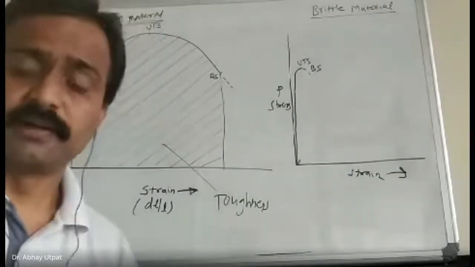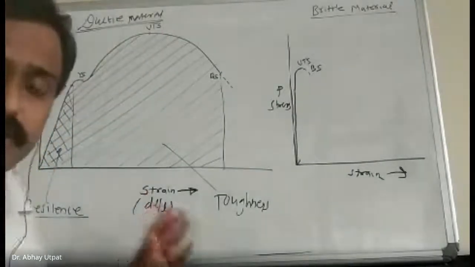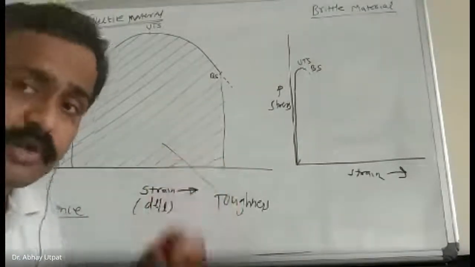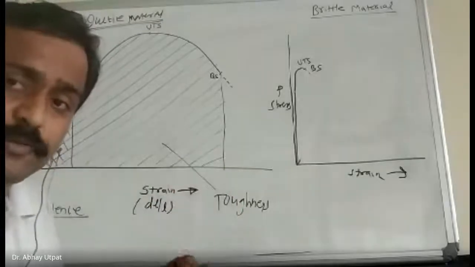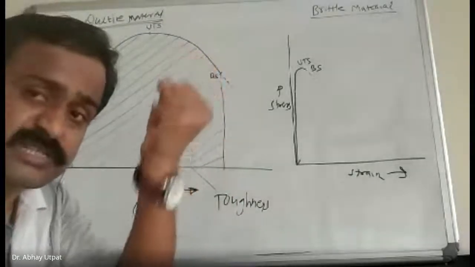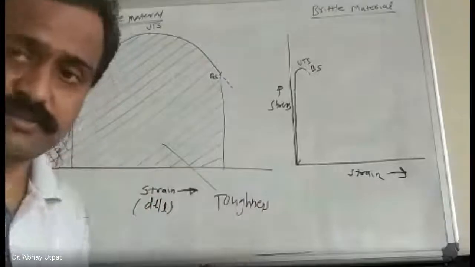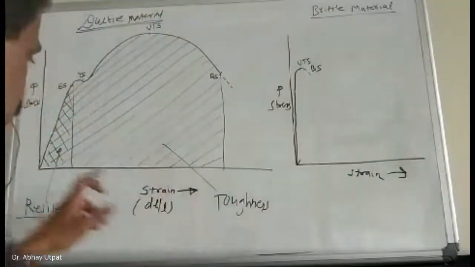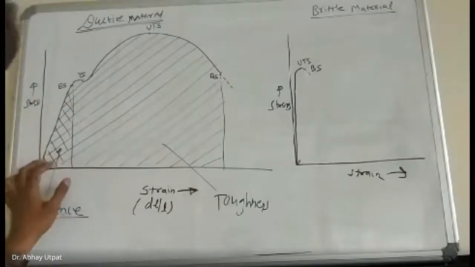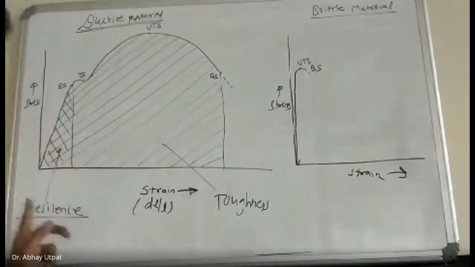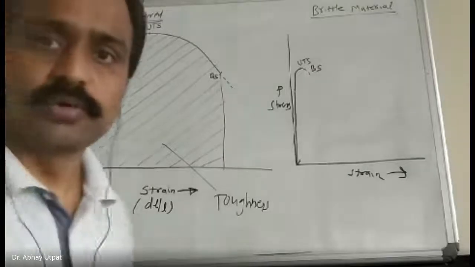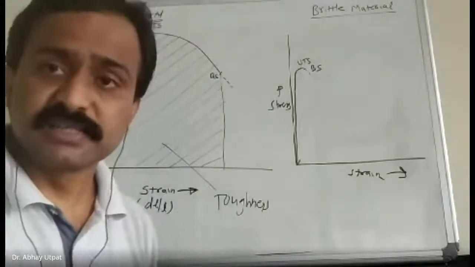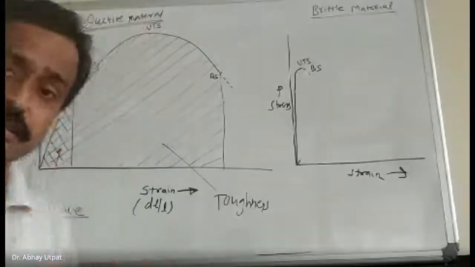So remember, toughness is energy absorbed prior to fracture. More toughness means more energy absorbed by the specimen before failure, meaning more stress, more sustainability in tension. I hope you understood. Now, what is resilience? Only this small square hatched part: energy absorbed prior to elastic deformation. Higher the resilience, the more you can elastically deform it.